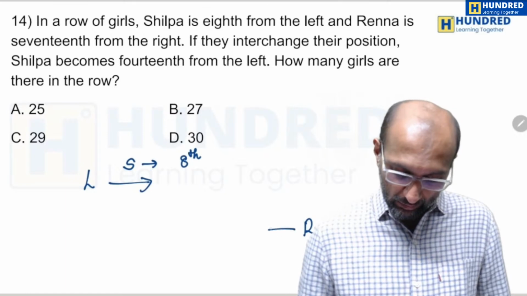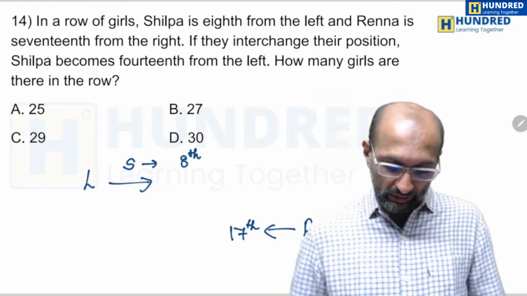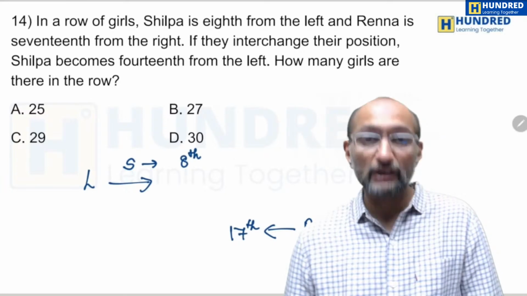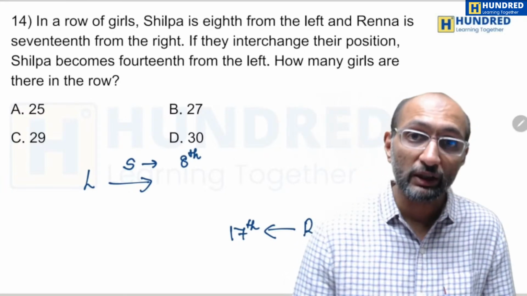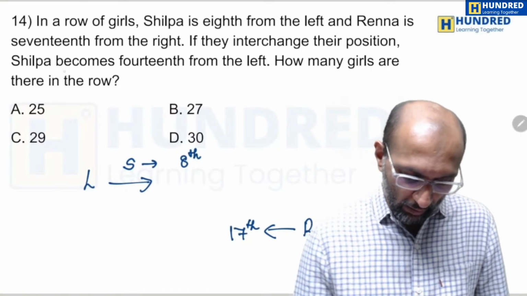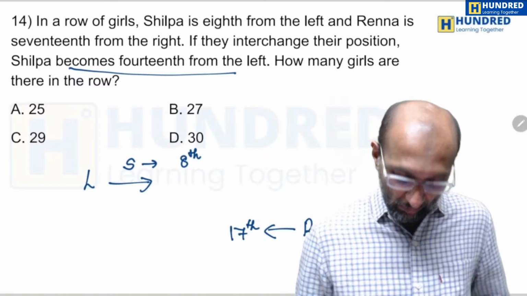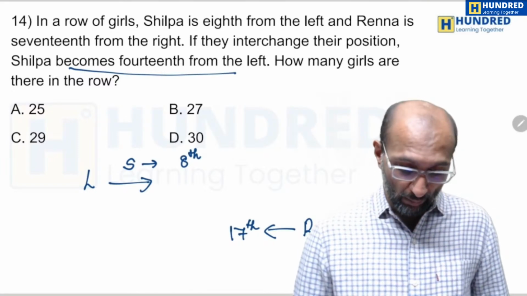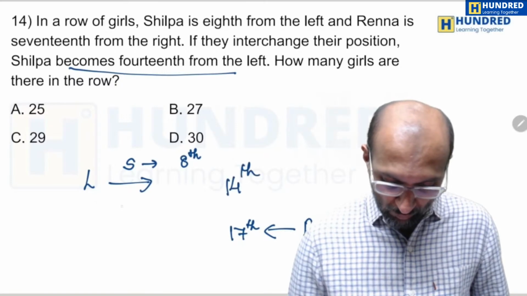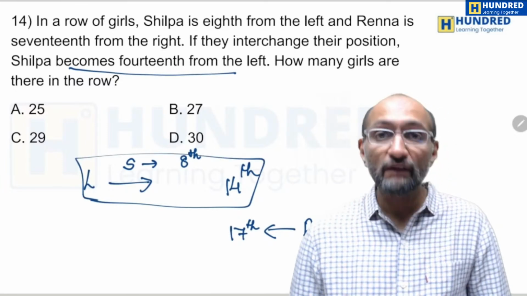And Rena is 17th from the right. So if they interchange positions, which means Shilpa takes Rena's position and Rena takes Shilpa's position, what happens? Shilpa becomes 14th from the left by taking this position. This is from the right, this is from the left. But when she interchanges, she becomes 14th from the left, which is equal to 17th from the right.